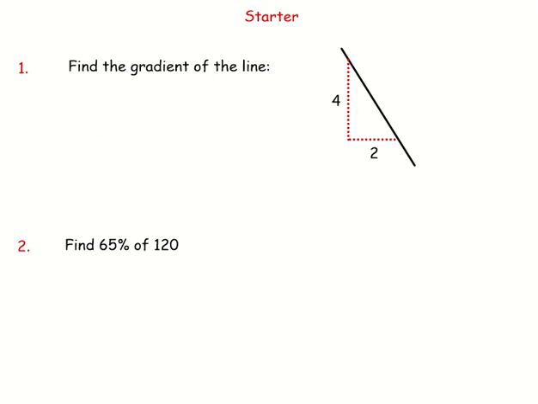The gradient of a line is given by the formula, use m for our gradient, vertical over horizontal. Bear in mind in this example the line is sloping down, so therefore our gradient will be negative. It's going down by 4, so negative 4 over 2, which comes out nicely to just negative 2. That means for every step along we take, the line goes down by 2.